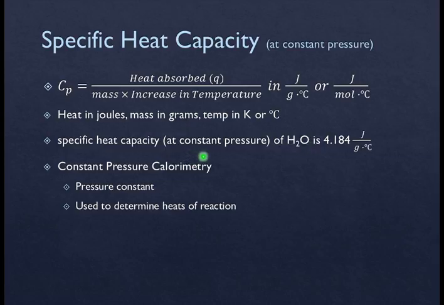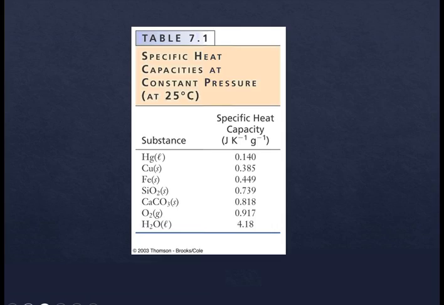Constant pressure calorimetry, we keep pressure constant, and it's used to determine heats of reaction. Now, most of the things we'll do in our lab will be constant pressure and constant volume calorimetry. So let's move into specific values. These are some joules per mole Kelvin, or joules per gram Kelvin values, and what you're seeing is pretty marked how high water's specific heat capacity is. And this is at lab conditions, 25 Celsius. And metals, as you see, have very small specific heats.